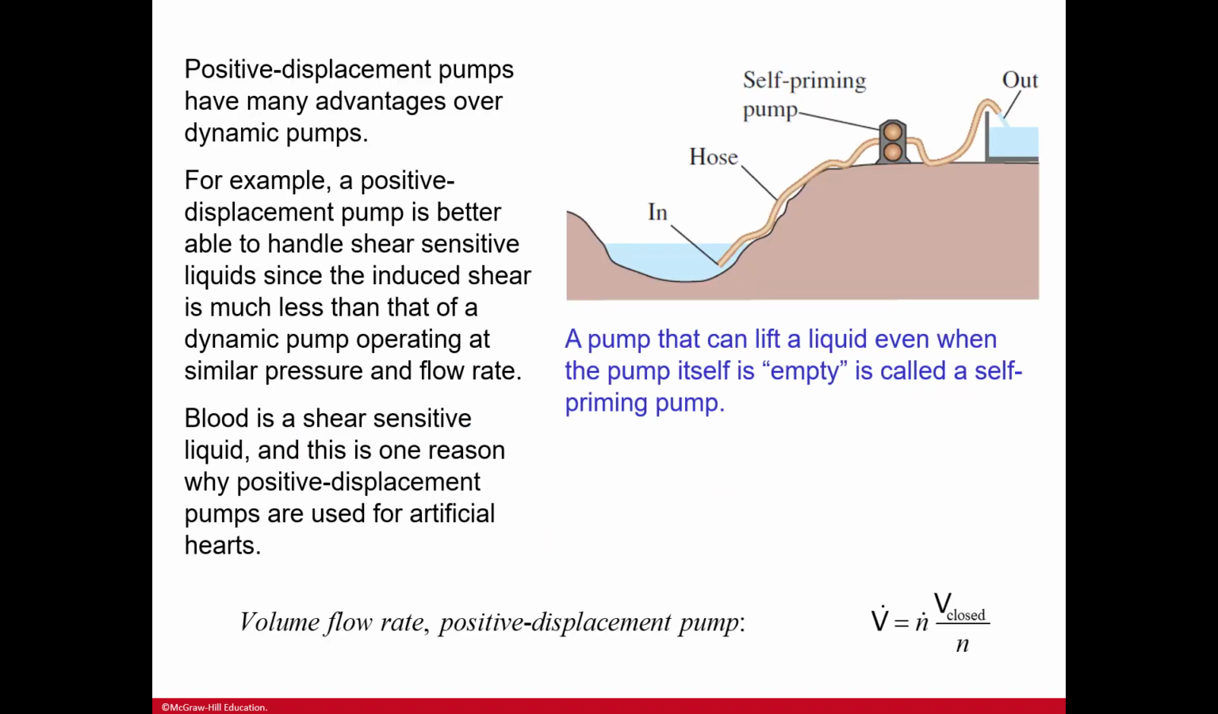So positive displacement pumps have many advantages over dynamic pumps. They can handle shear sensitive liquids, since the induced shear is much less than that of a dynamic pump operating at a similar pressure and flow rate. An example of that is blood. Blood is a shear sensitive liquid.